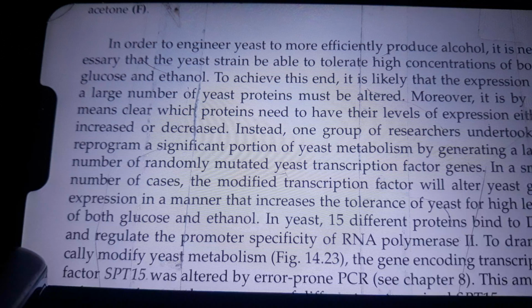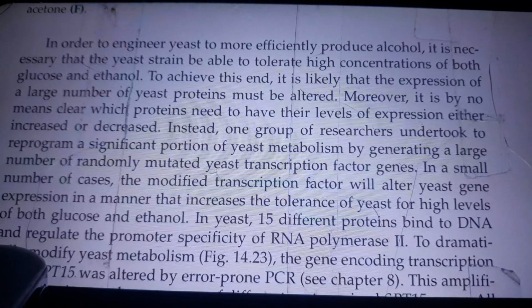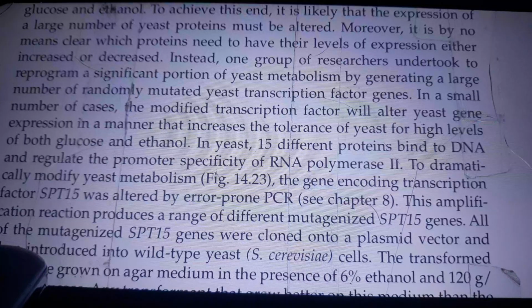In order to engineer yeast to more efficiently produce alcohol, it is necessary that the yeast strain be able to tolerate high concentrations of both glucose and ethanol. To achieve this end, it is likely that the expression of a large number of yeast proteins must be altered. Moreover, it is by no means clear which proteins need to have their levels of expression either increased or decreased. Instead, one group of researchers undertook to reprogram a significant portion of yeast metabolism by generating a large number of randomly mutated yeast transcription factor genes.